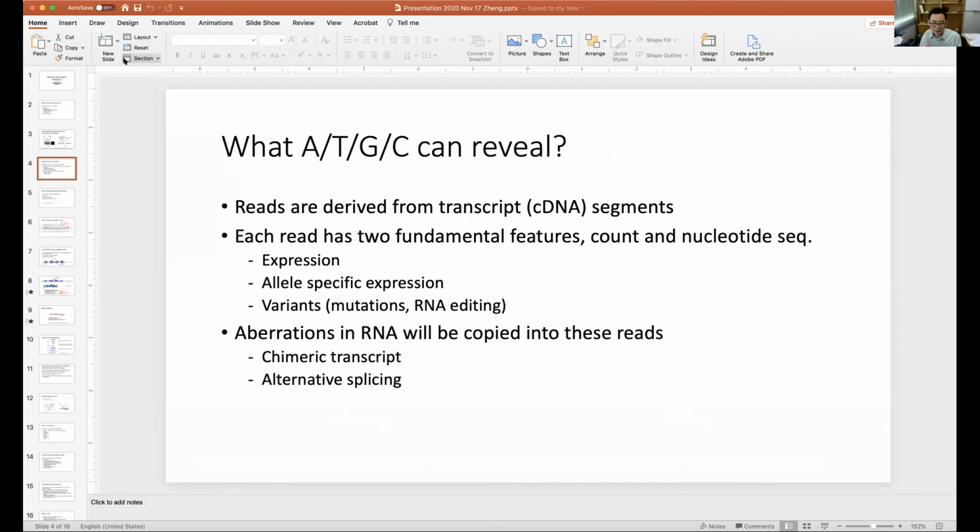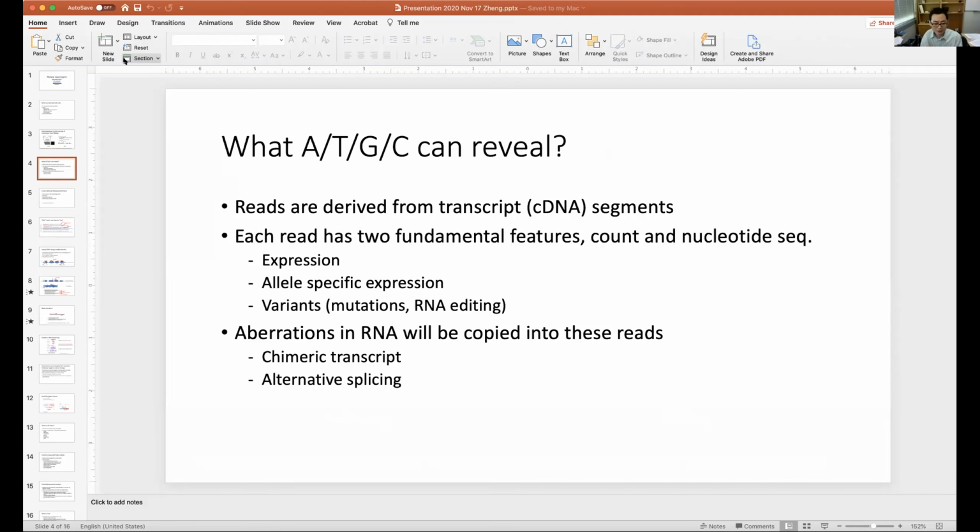And if you combine with the nucleotide, you can get allele-specific expression. And also you can compare the sequence from your RNA-seq with the reference genome, so that you can get variants. Now these variants can be mutations, RNA editings, and if you have a control, then you can get somatic mutations; if you don't have a control, then you can get the SNPs, the expressed SNPs.